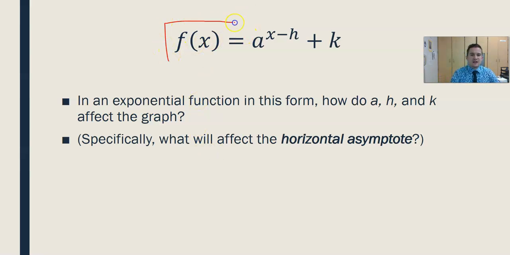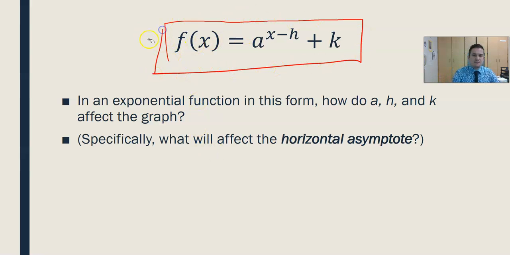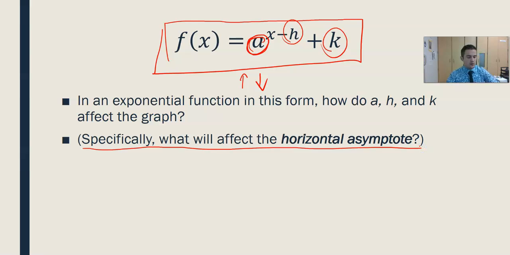So to give us an idea of how these graphs might change, all of my exponential functions are going to look something like this: a to the x minus h plus k power. We've already determined that this a is going to determine if it's a growth or decay function. A little bit today and over the next couple days, we're going to talk about how this h and k affect these graphs. Specifically, today we're going to focus on how those will affect the horizontal asymptotes.